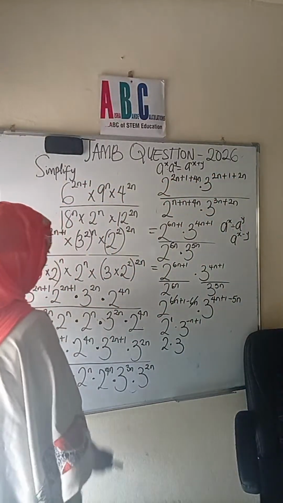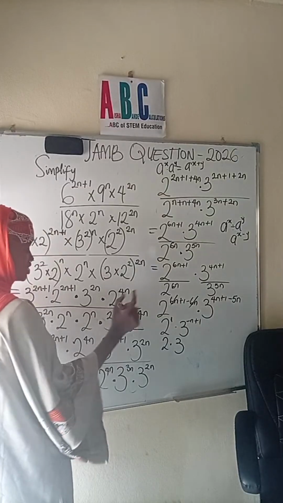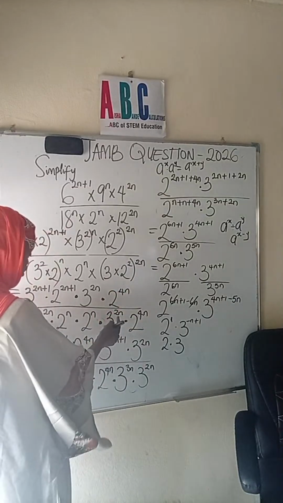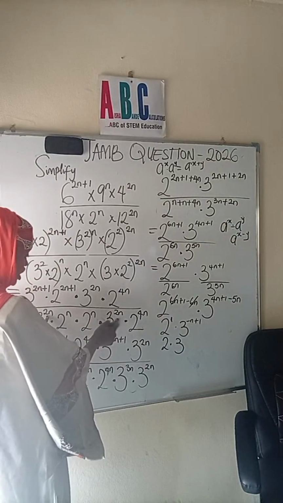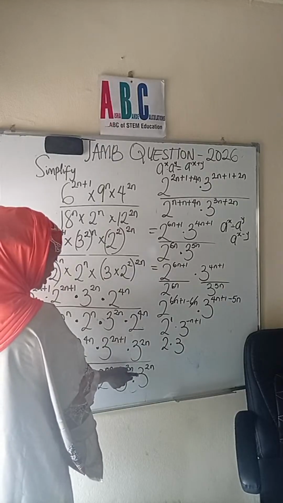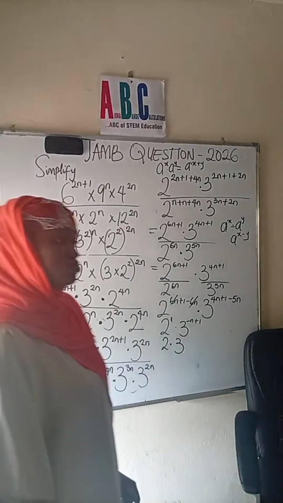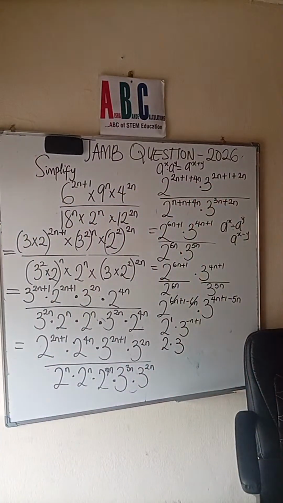Guys, look at this denominator. When I was collecting like terms here, it's just a little error. A little error here. 3 to the power of 2n. 3 to the power of 2n. But when I was collecting like terms, instead of putting the power of 2n here, I put 3n here. Do you understand? Have you seen the error? If you have seen the error, just say yes.